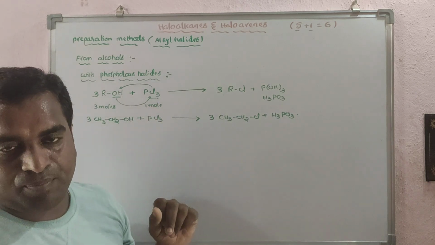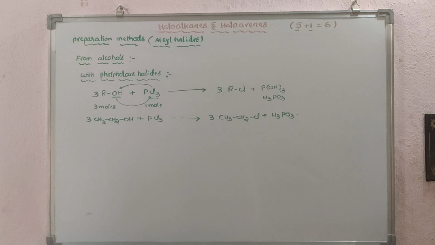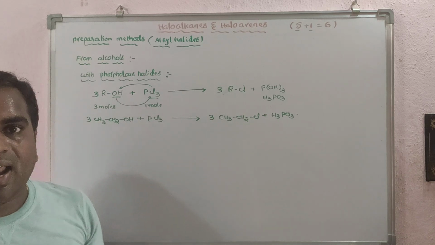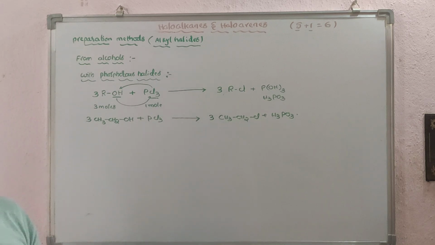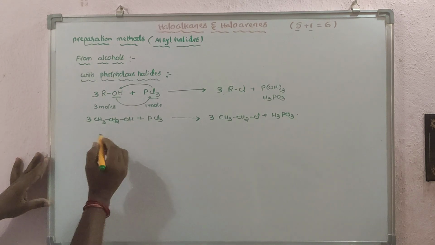Now, if I want to prepare alkyl bromides and iodides, I should not take PBr3 and PI3 directly. Why? Because PBr3 and PI3 are unstable compounds. They decompose in the reaction. So another method is there to prepare them.